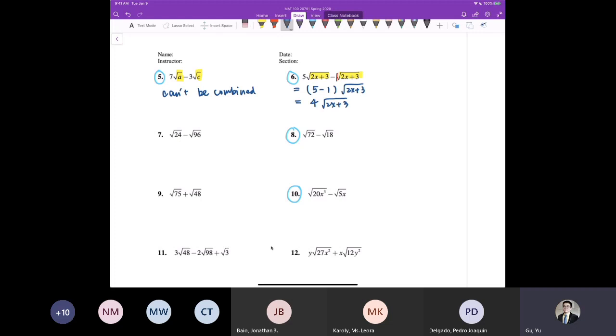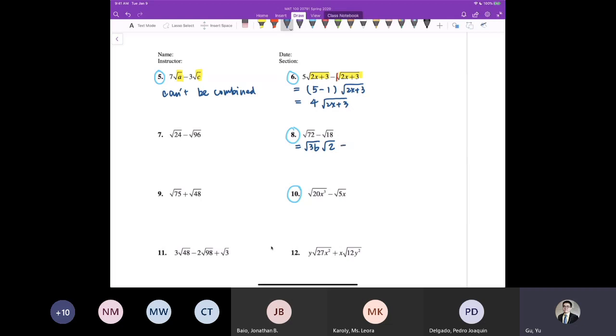Number 8, radical 72 minus radical 18. They do appear unlike, but we can simplify each of them. Radical 72, I will break it down into radical 36 and radical 2, because 36 times 2 is 72, and 36 is a perfect square. Some of you might have done 8 times 9, and then you have to further break down 8 into 4 times 2. You could do that as well.